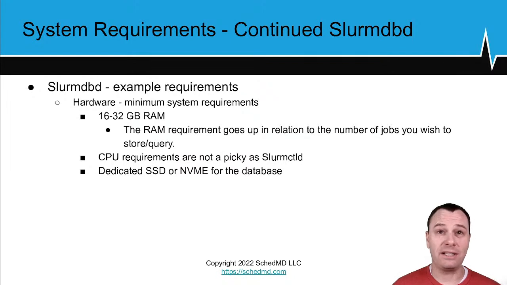Using the same example as before, 700,000 jobs a week, we recommend the following for the Slurmdbd: a system with fast disk, NVMe or SSD, and lots of RAM, 16 to 32 gigabytes. The RAM requirement goes up in relation to the number of jobs you wish to store or query. The CPU selection here is not as important as for the slurmctld, so you have more options for the Slurmdbd. So I'd say this system would be just fine for a site that has 500 nodes and pushes 100,000 jobs a day or 700,000 jobs a week.